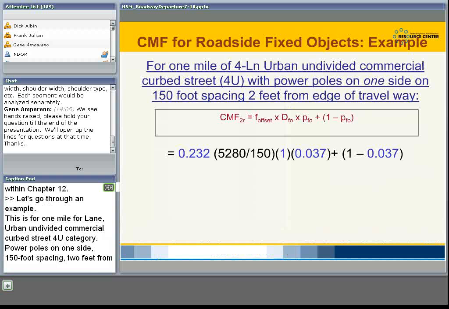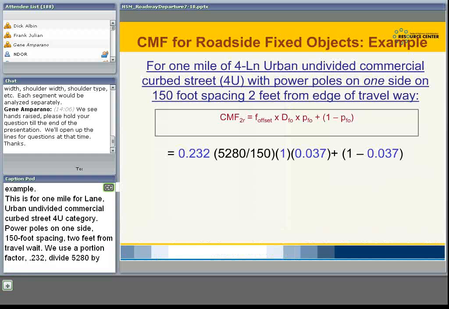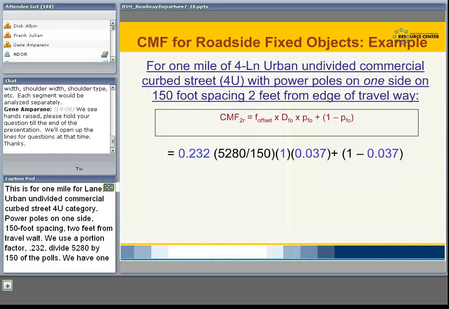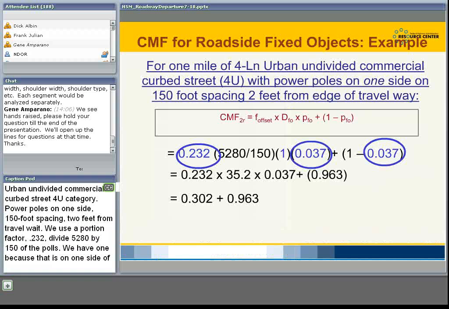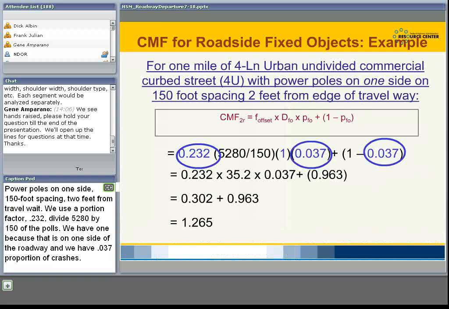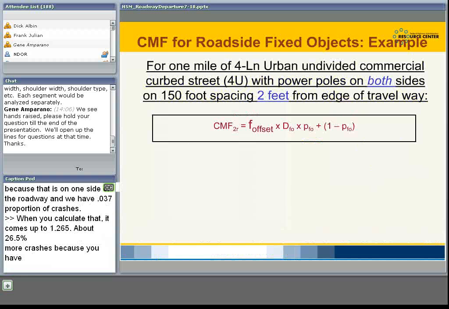And so we'll just go through an example. This is for a 1 mile, 4-lane, urban, undivided, commercial curved street, 4U category. It has power poles on one side at 150 foot spacing, 2 feet from the edge of traveled way. So we use our offset factor of 0.232. We divide 5280 by 150 feet because that's the spacing of the poles. We have 1 because they're only on one side of the roadway. And then we have our 0.037 for our proportion of crashes.